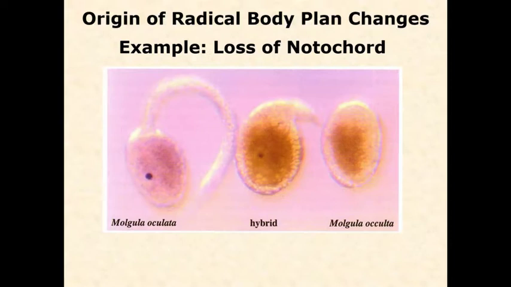Now, here's an interesting one. We are going to look at a radical body change in the urochordates. This is the loss of a notochord. Now, the notochord is a defining feature of the chordates, and the urochordates are a little bit weird because they lost it in an adult phase, but it's still critical for them in early development. However, there are actually some species that have a vestigial or actually a complete lost notochord.